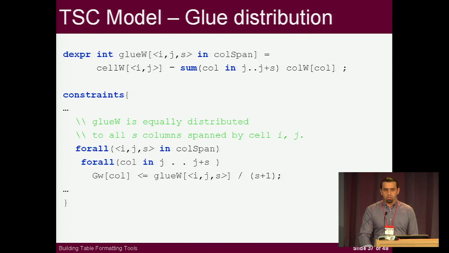One of the things I mentioned earlier is that we can constrain the glue. I mean, how do we want the glue to be divided along the columns? And that is a way to actually constrain the glue. We are basically distributing the glue over the number of columns that a cell spans. And there may be other ways of dealing with it.